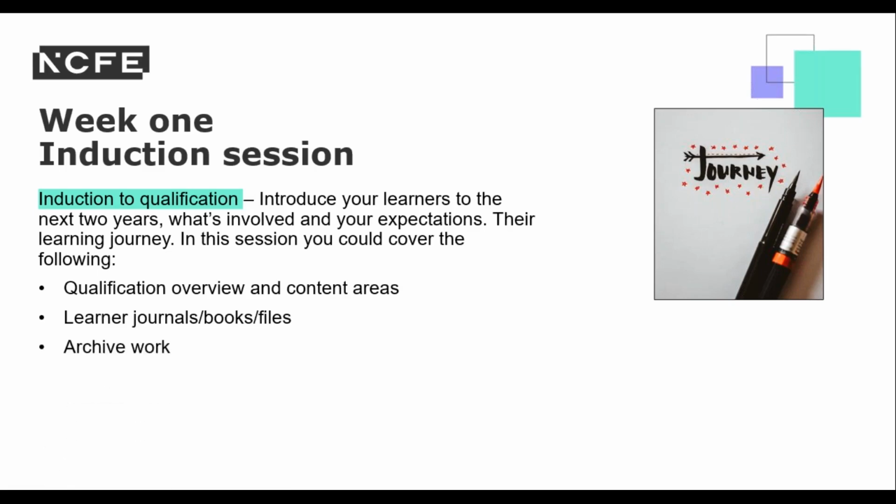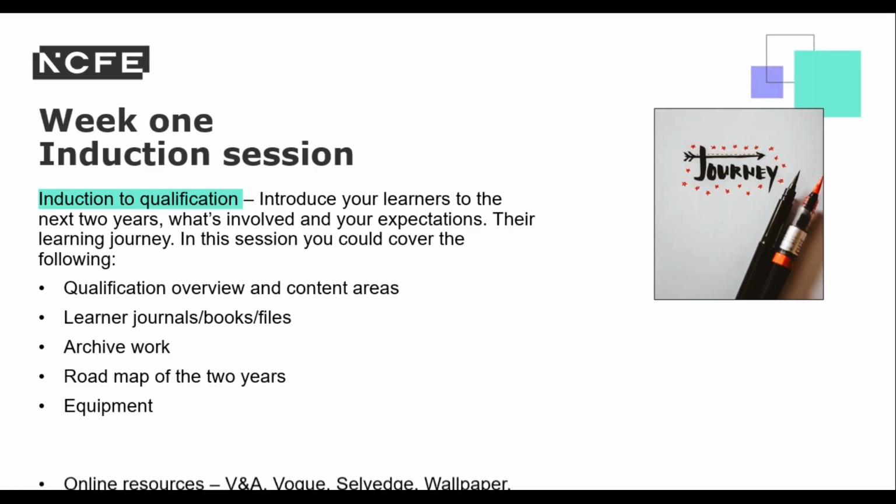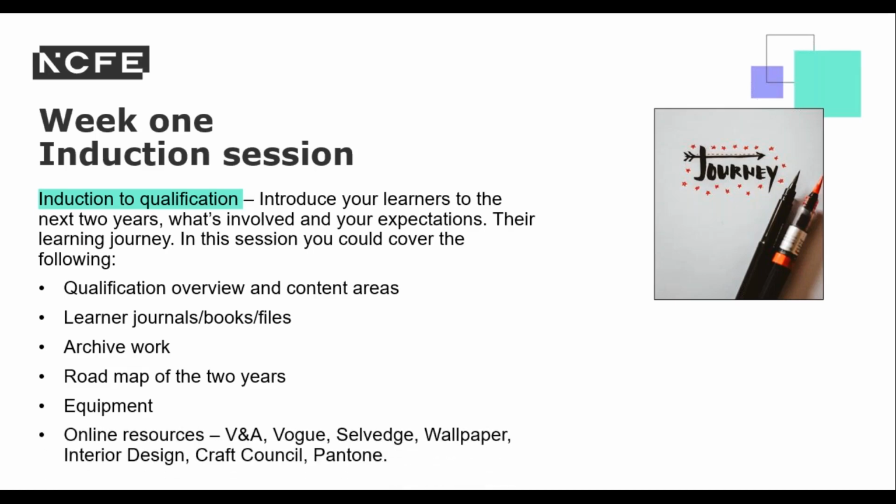Archive work, this could be GCSE examples if you don't have any V-Cert examples at this point. Show a visual roadmap of the qualification, giving the overview visually, equipment needed or what equipment your school has, online resources and websites, and online apps that your learners could use alongside their work.